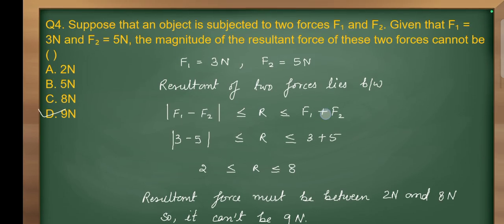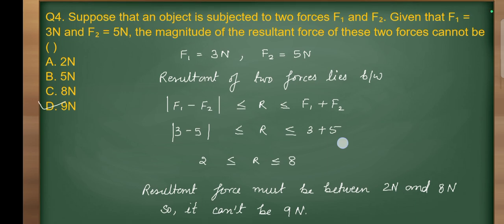Question number 4. Suppose that an object is subjected to two forces F1 and F2. Given that F1 is 3 Newton and F2 is 5 Newton, the magnitude of resultant force of these two forces can be. Here F1 is equal to 3 Newton and F2 is equal to 5 Newton. So resultant force always lies between maximum force and minimum force. So here minimum force is F1 minus F2, which is equal to 3 minus 5, and maximum force, that is F1 plus F2, which is 3 plus 5. So the resultant force will lie between 2 to 8.